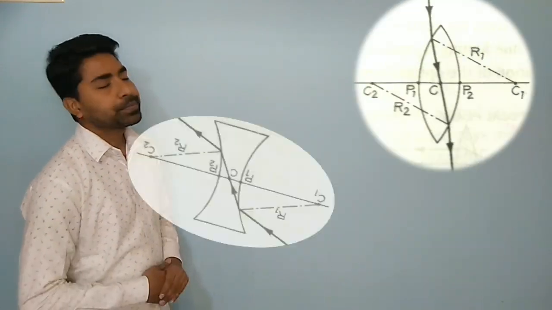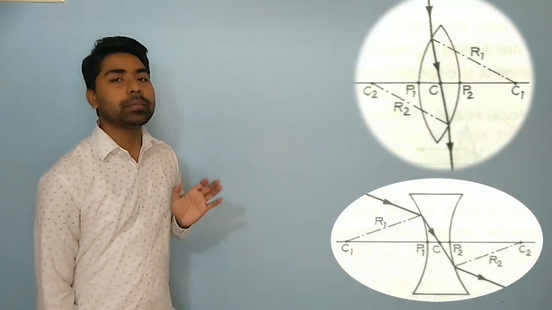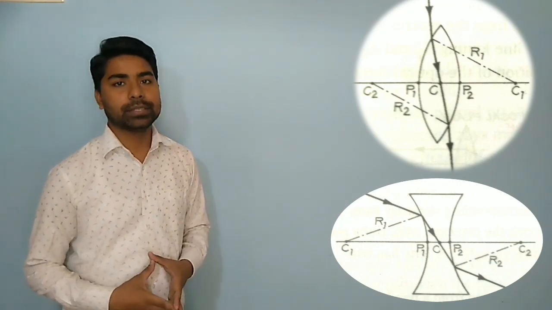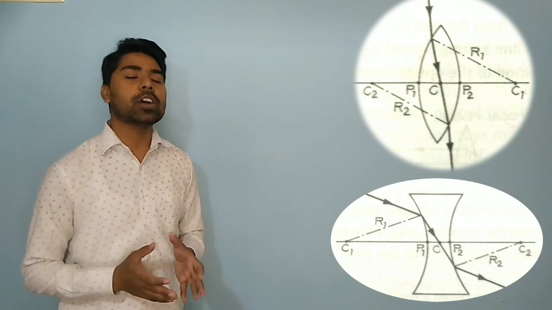it must at least intersect the principal axis inside the lens, or appear to intersect. That point is called the optical center. In short, if the incident ray and the emergent ray are parallel to each other, then the point where the light intersects or appears to intersect the principal axis is known as the optical center. In both diagrams, the incident ray and the emergent ray are parallel and intersect the principal axis at some point. That intersecting point is the optical center.